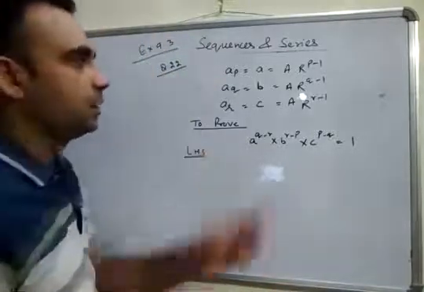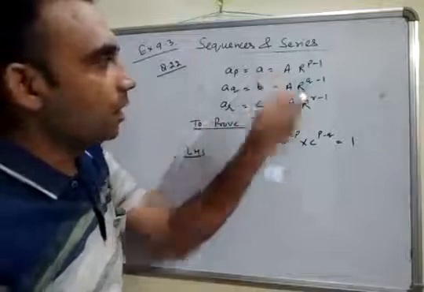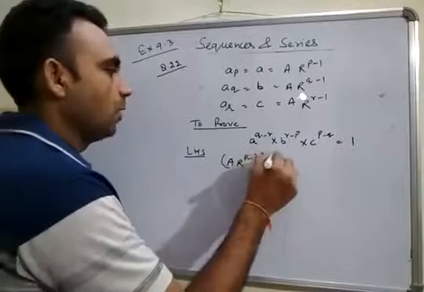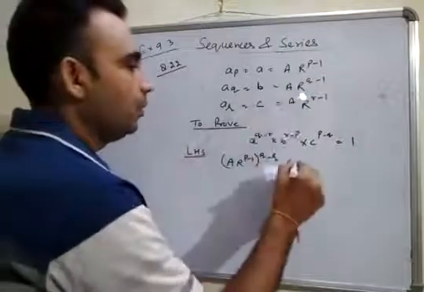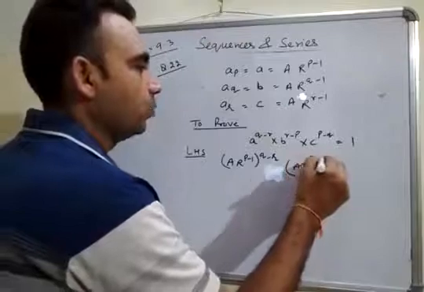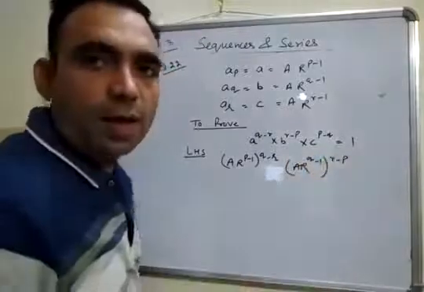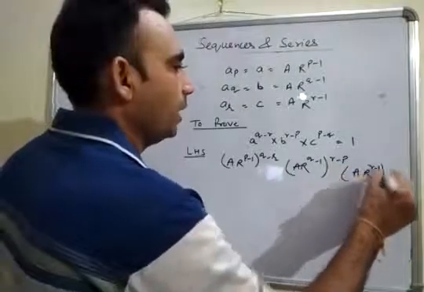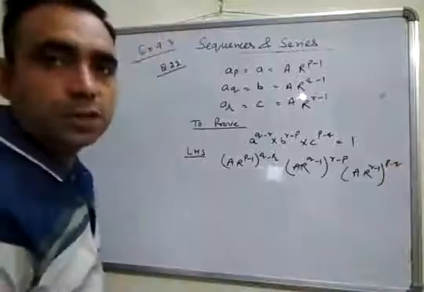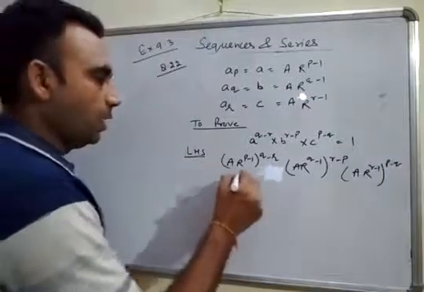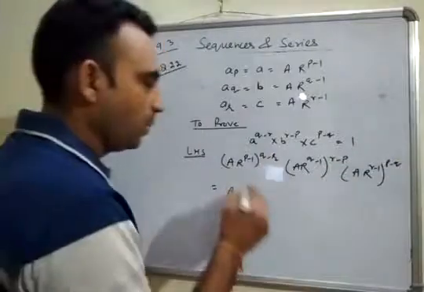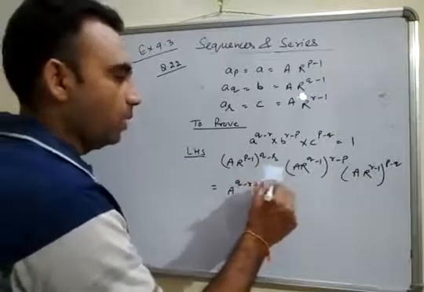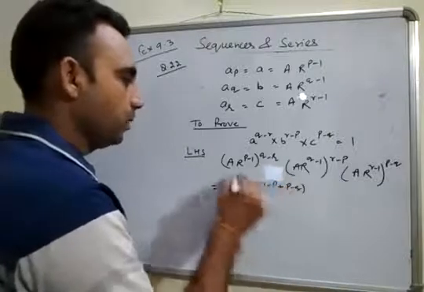We take the left hand side. A to the power Q minus R, where A is A R to the power P minus 1, raised to the power Q minus R. B is A R to the power Q minus 1, raised to the power R minus P. And C is A R to the power R minus 1, raised to the power P minus Q. By expanding the powers of A, Q minus R, R minus P, P minus Q, both are multiplication, so adding the powers: Q minus R plus R minus P plus P minus Q.